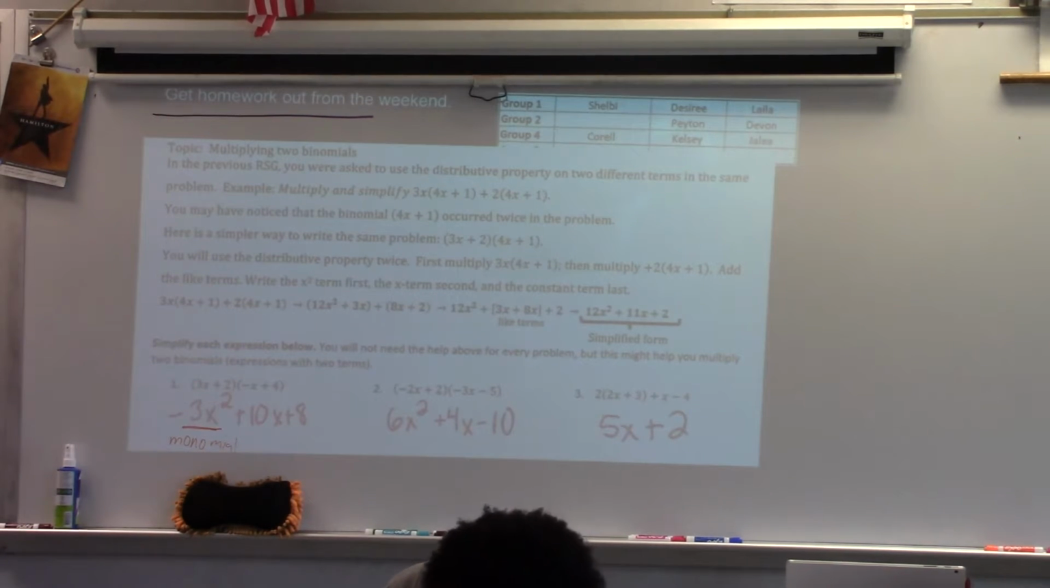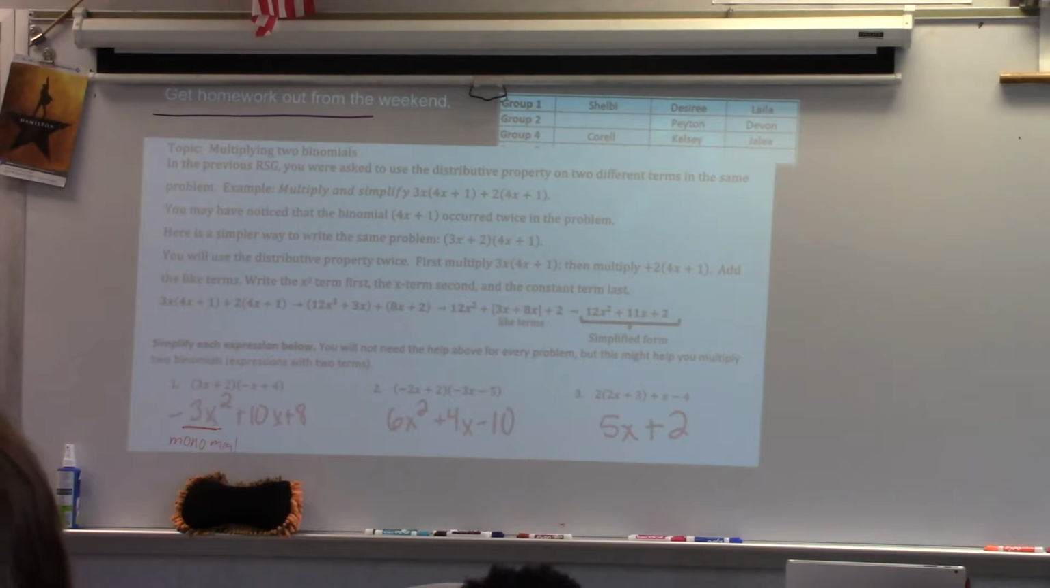So monomial, binomial is two terms, trinomial is three. Any questions on this before we get started? Problems just like these three, and the three you have for tonight's homework, will be on your test on Wednesday, so we need to make sure we know how to do this.